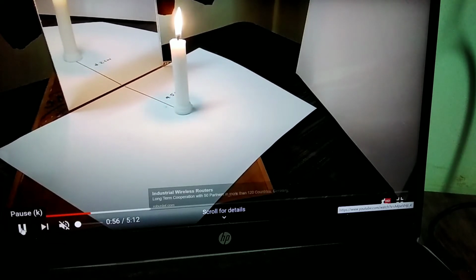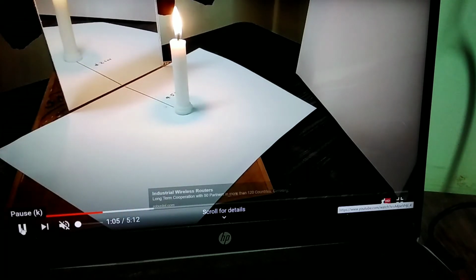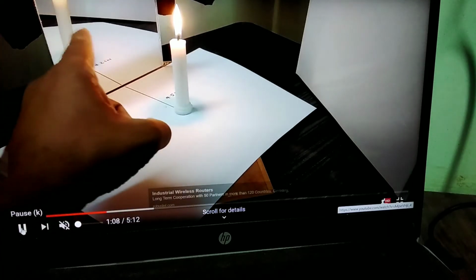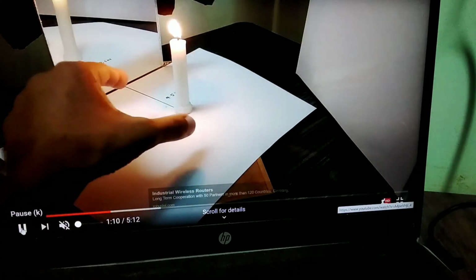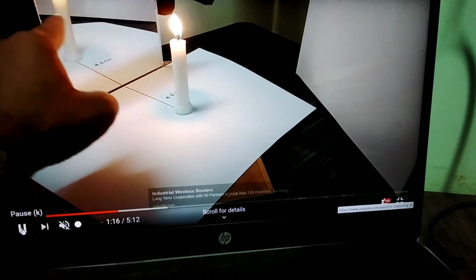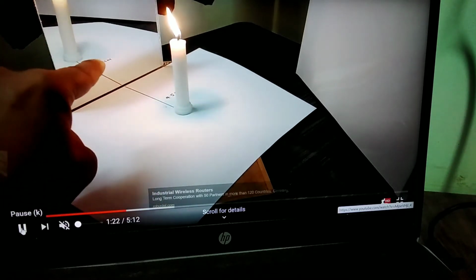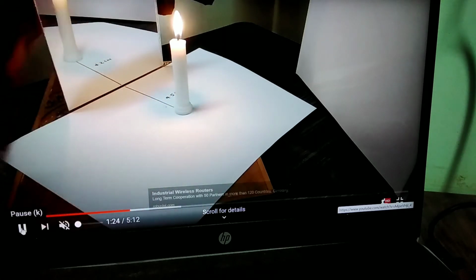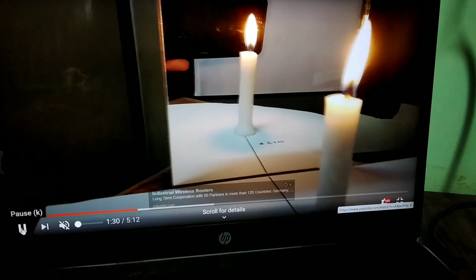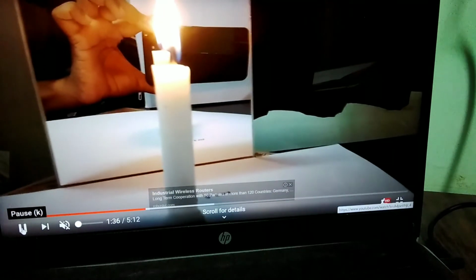Observe the experiment. By calculation, the distance between the image and the mirror is 4.2 centimeters, and the distance of the object from the mirror is also 4.2 centimeters. In total, the distance between the image and the object is 9.4 centimeters. When we observe, both the image as well as the object are equidistant from the mirror.